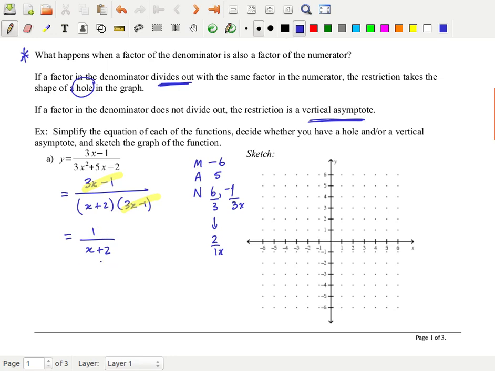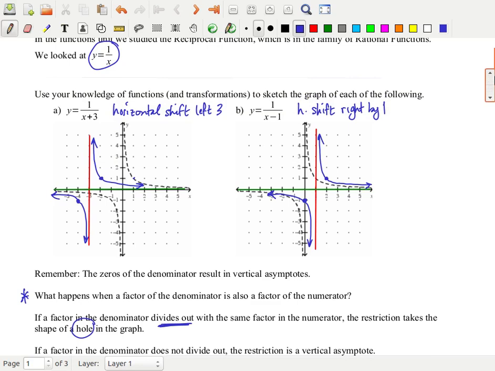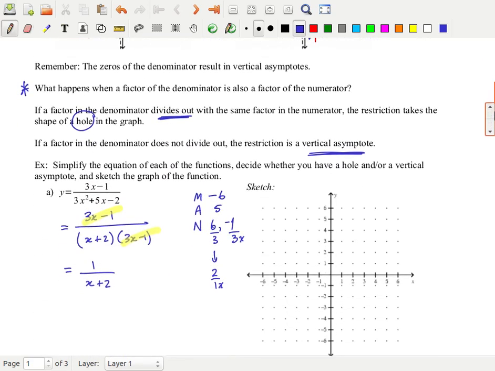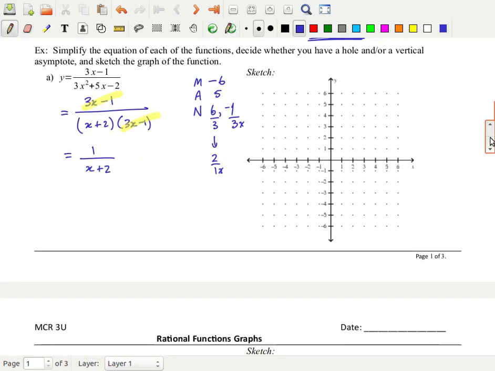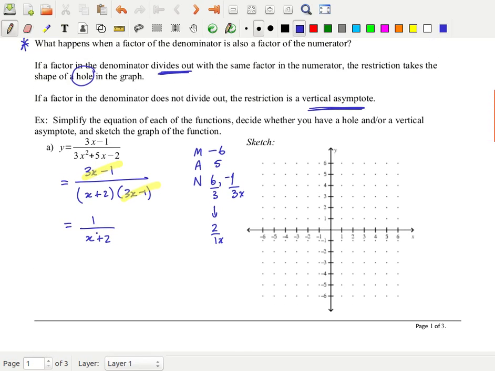Now, if I had started with that, just like up here, we did a 1 over x plus 3. So if I started with 1 over x plus 2, you should already have a pretty good idea of what that's going to look like as a graph. So what does the graph of 1 over x plus 2 look like? You might want to think about that for a moment.